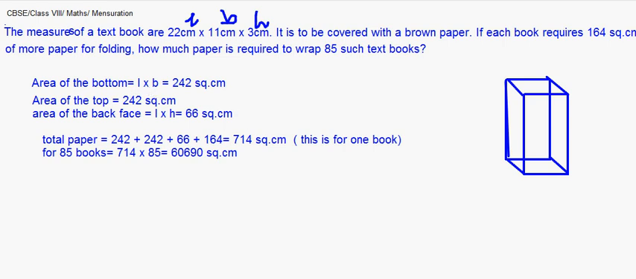If you cannot make out how I made this area of the bottom and the top, just do take a book to yourself and try to make out how we don't need the right side. We only need the top and the bottom and the area of the back face. That will help you to follow the same question.